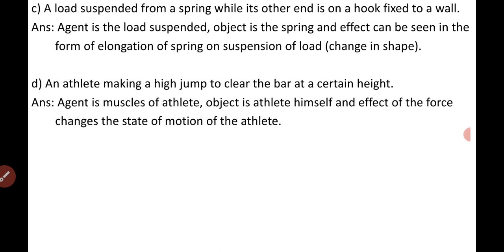So that's all for today. We've discussed question number 1, 2, 3, 4 and 5. In the next video we'll continue the exercise from question number 6 to 10.